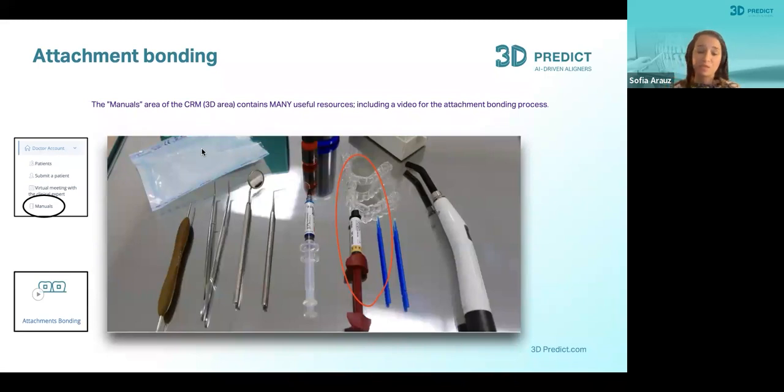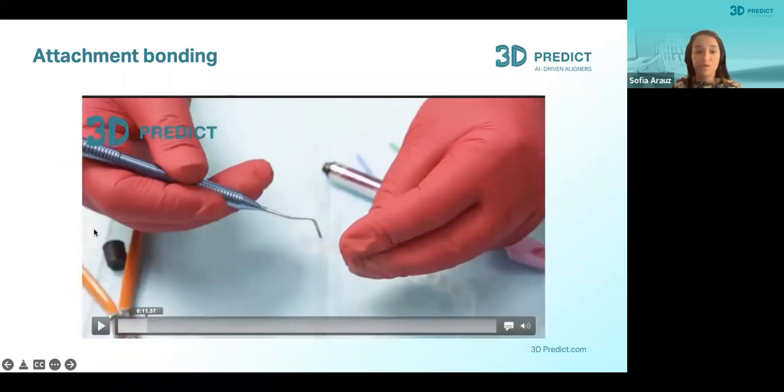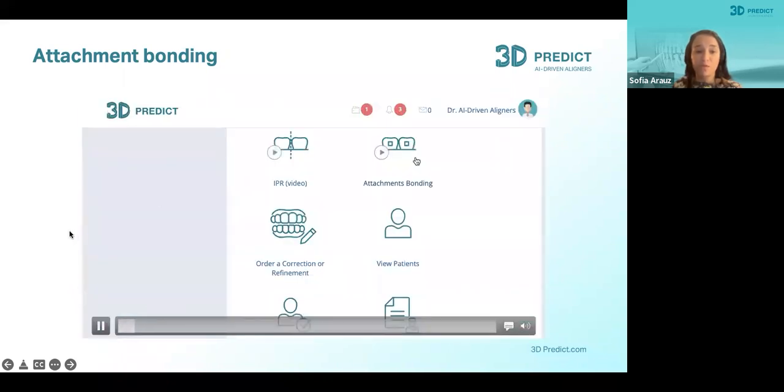Now, like I said before, please follow your composite protocol. It's the same exact instruments. The only difference is the template. And you can see this video that I'm going to show you in a second under your manual section 2, and it's called attachment bonding. So once again, you go to your manual section and you're going to open that video.